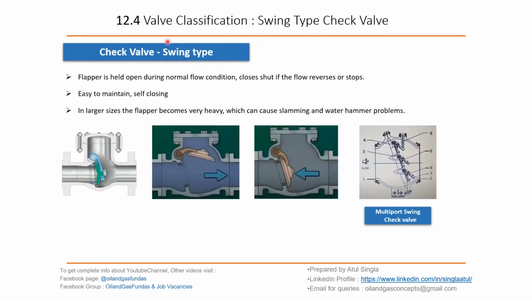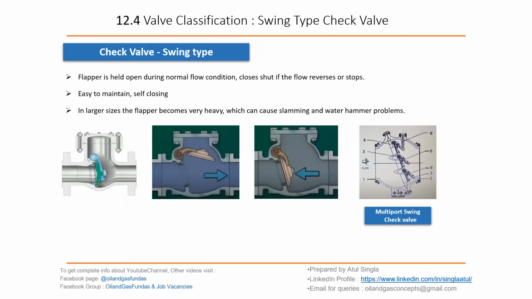This one is the swing type check valve. If you see, the flapper is held open during normal flow condition, and closes shut if the flow reverses or stops. It is easy to maintain and self closing. In larger sizes, the flapper becomes very heavy, which can cause slamming and water hammering problems. There is a disc which swings around this point. It swings open when flow comes, and when the flow reverses, it closes down. So there is no reverse flow.